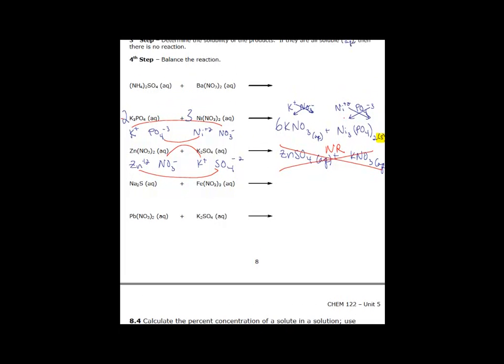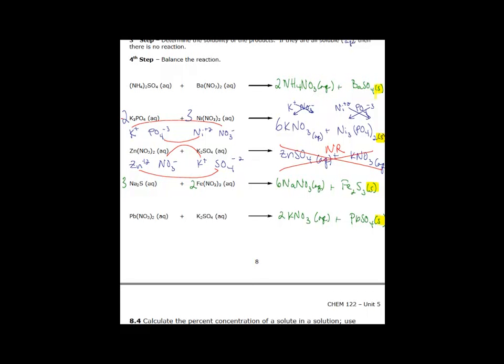Don't even have to worry about balancing it, because it doesn't happen. So at this point, you have 3 more reactions to work through. I want you to work through these reactions, and then when you resume, I'll go over them. Okay, so all of the reactions that you did on your own did proceed because they all formed solids of some sort.